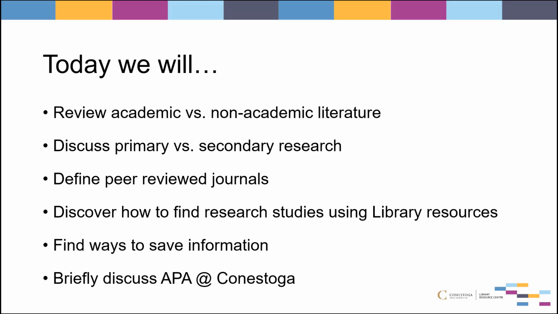In this video tutorial, we will distinguish between academic and non-academic literature, and between primary and secondary research. We will discuss what peer-reviewed journals are, and how to find peer-reviewed articles. We will discover how to find research studies by searching library resources, and look at ways to save the information that we find. We will also briefly discuss APA.